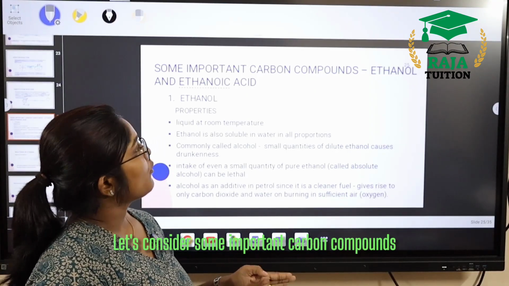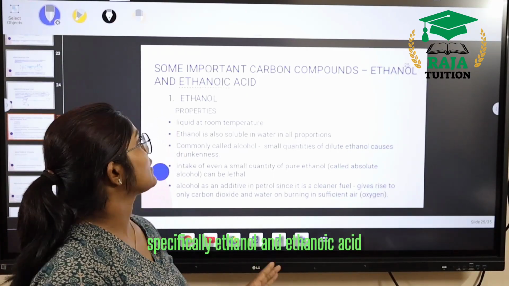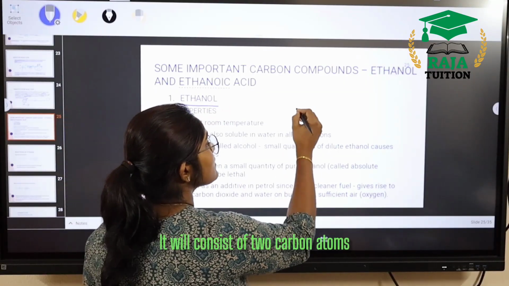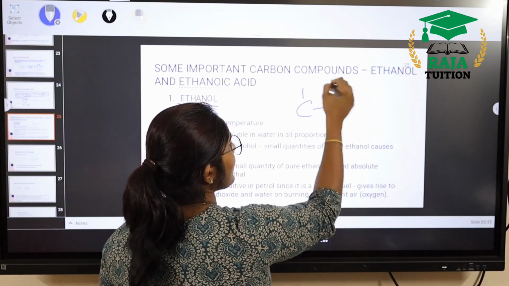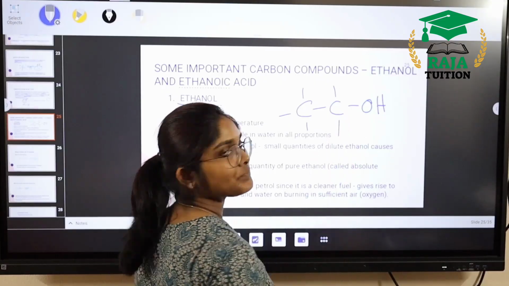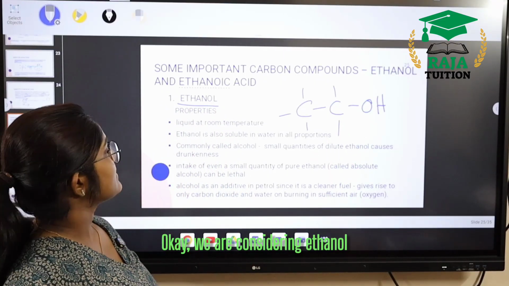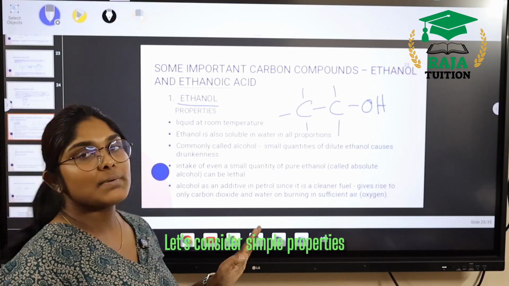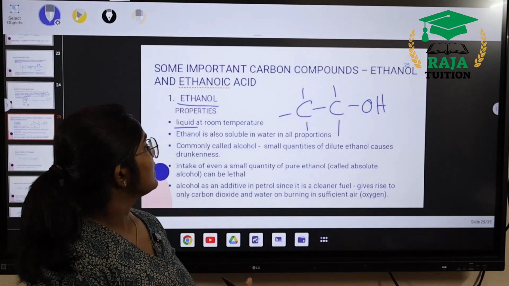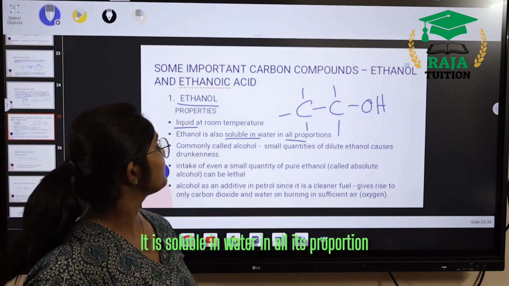Let's consider some important carbon compounds. Here we are considering specifically ethanol and ethanoic acid. Ethanol, what is the formula? It consists of two carbon atoms and an OH group, and the remaining valencies are filled by hydrogen atoms. So we are considering ethanol. Let's consider simple properties. It is an alcohol and it is liquid at room temperature. It is soluble in water in all proportions. Okay.